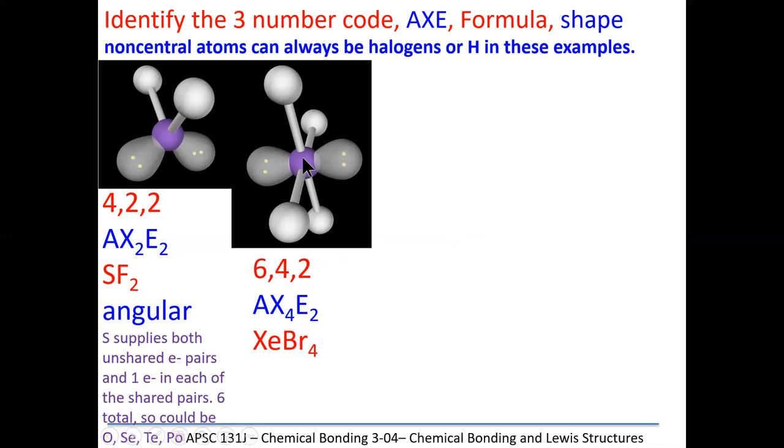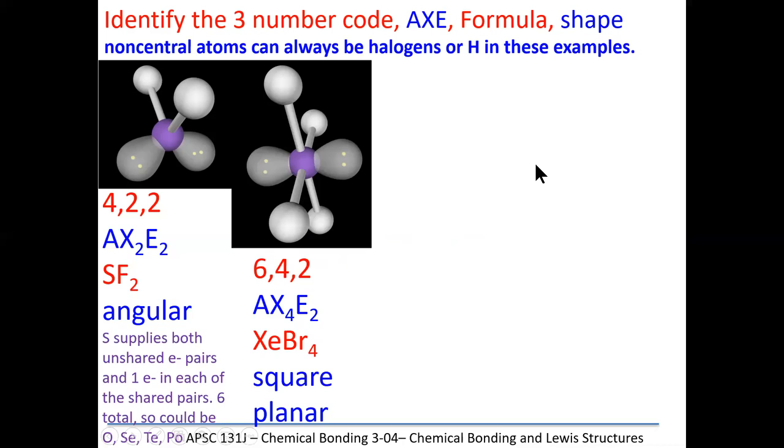So again, the central atom is going to have to supply 2, 4, 5, 6, 7, 8. It's going to have to be in the family of noble gases attached to 4 bromine atoms. And the shape of the molecule again is a square planar shape.